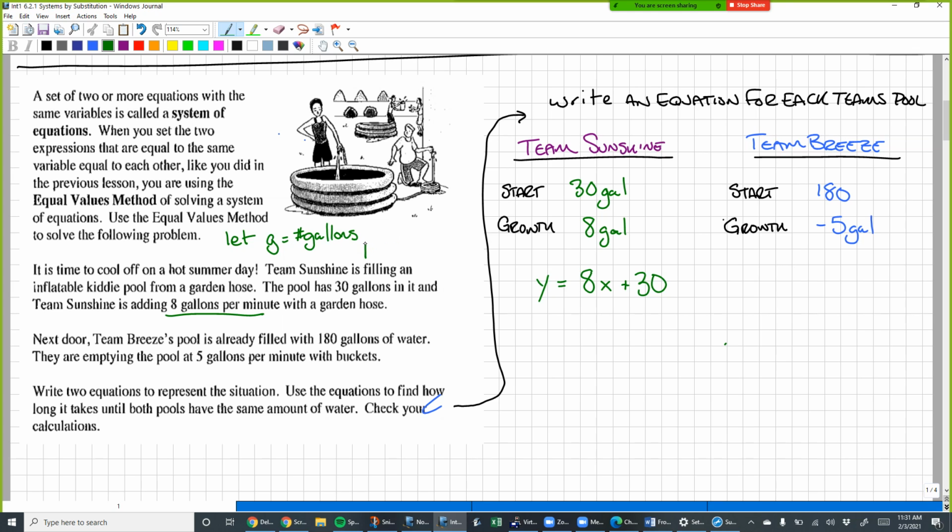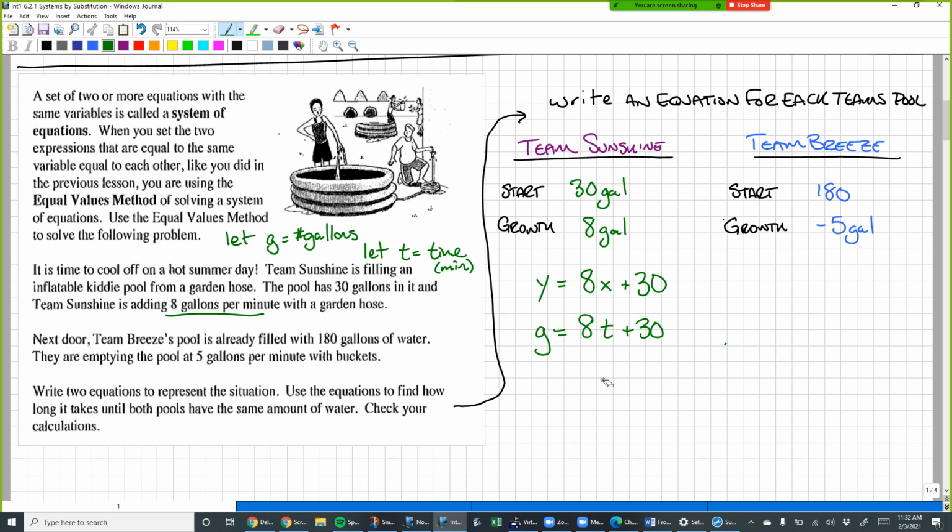And we can also say, let T equal time in minutes. That gives us a different set of variables, which is fun to use. So we're going to say G is equal to 8 times T plus 30. And this really checks out because if we want to find out what it is after 1 minute, that's going to be 1 times 8 plus 30. So after 1 minute, there's 38 gallons.